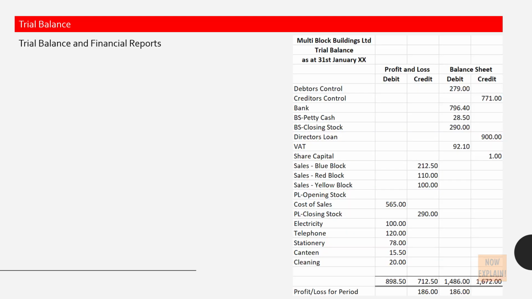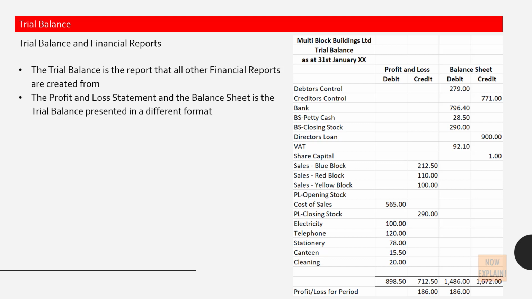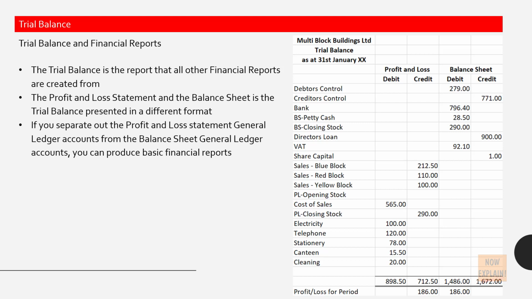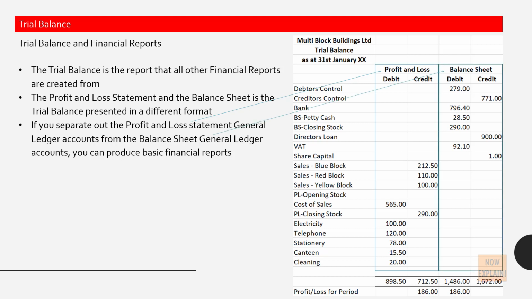Trial balance and financial reports. The trial balance is the report that all other financial reports are created from. The profit and loss statement and the balance sheet are the trial balance presented in a different format. If you separate out the profit and loss statement general ledger accounts from the balance sheet general ledger accounts, you can produce basic financial reports. In this case, there's a loss of €186.